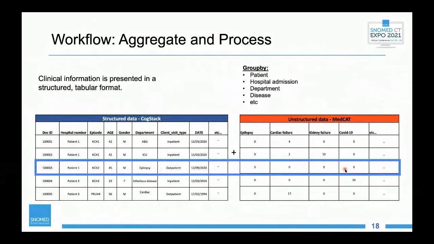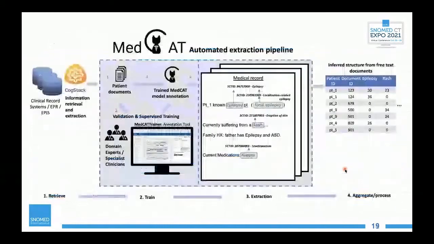You can then group by patient, hospital admission, departments, or diseases, and manipulate the data in whichever way you see fit. So overall, CogStack retrieves all the documentation across the hospital. Then there is a process of training where a subsample is selected, clinicians have a look and produce benchmarking materials to validate the model. And then once the model has been trained, you can then extract the terms and then infer a degree of structure.